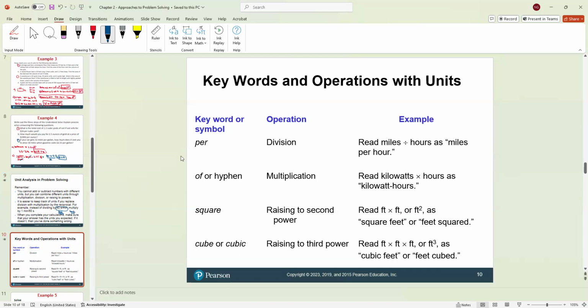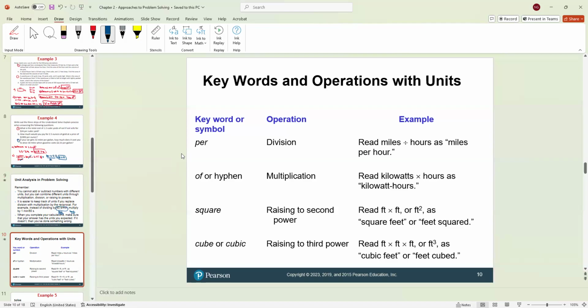Keywords and operations with units. Usually we said 32 miles per gallon is like a division. Of or hyphen is always multiplication. 30% of 200, so that's a multiplication. Square, that means you raise to second power. Cubic or cube, you raise to third power. So make sure you review those because that's extremely important in multiplications.